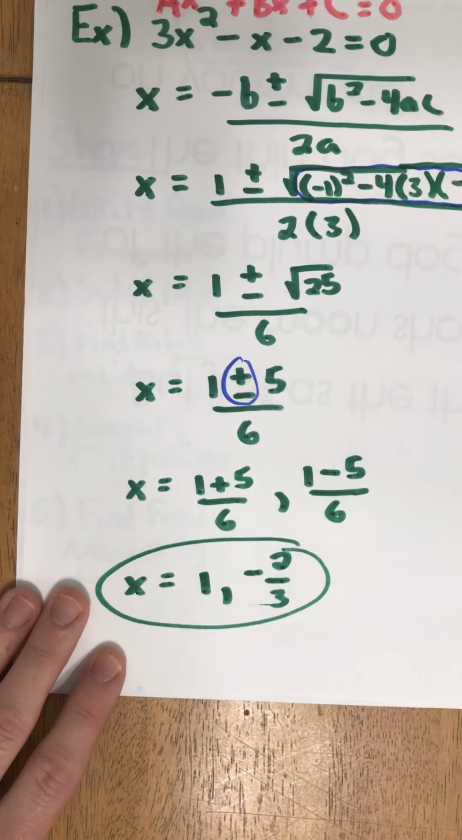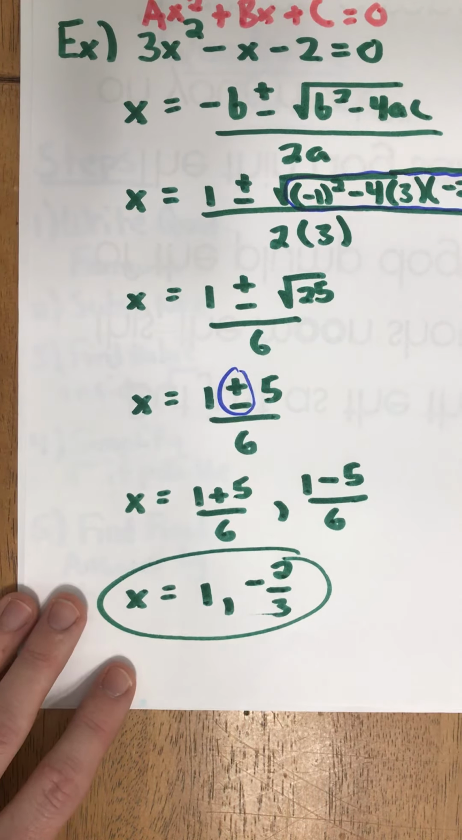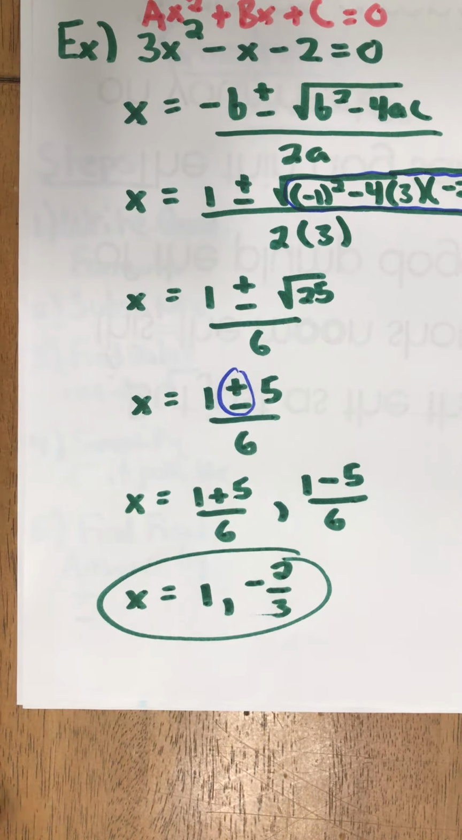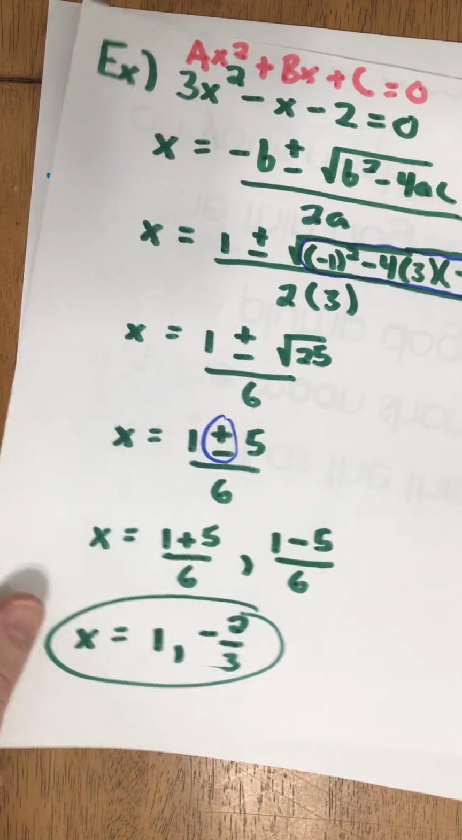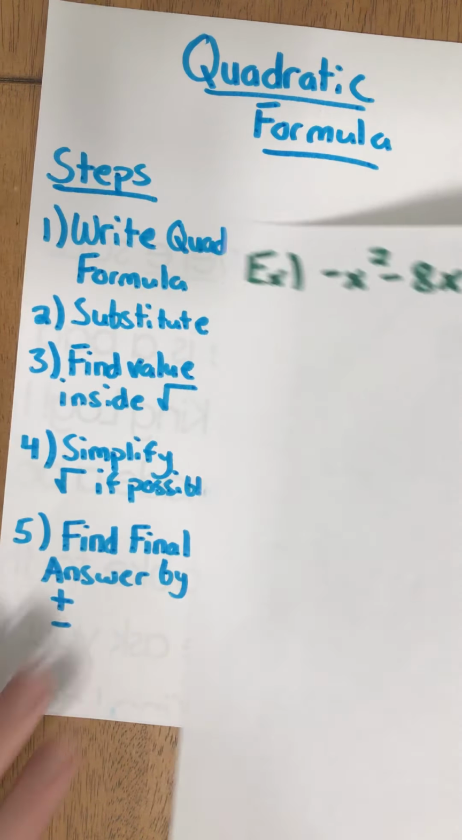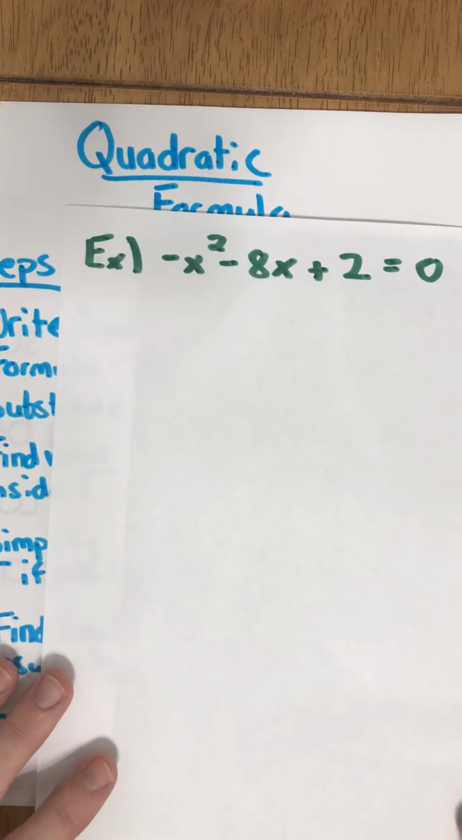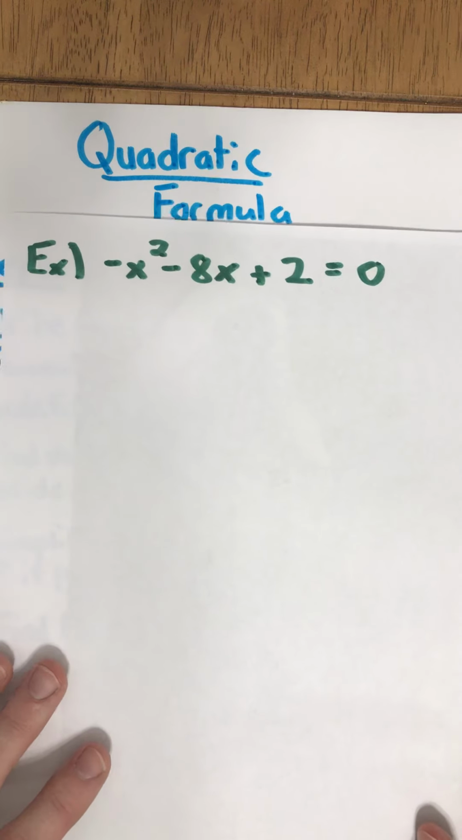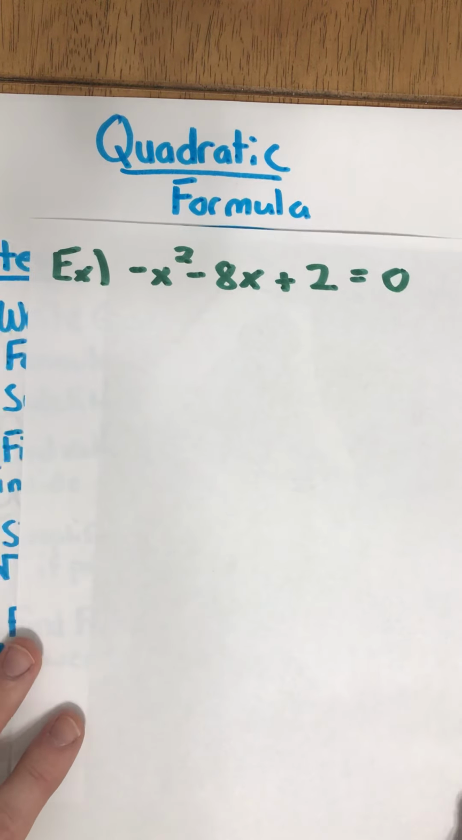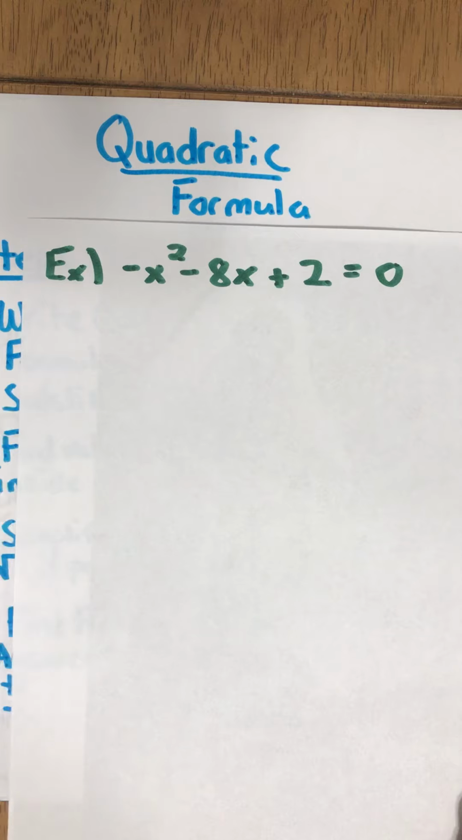All right, so hopefully that made sense to you guys. I'm going to do this one more time just to give you a little bit more clarity. Hopefully we've got it. All right, so next example here, negative x squared minus 8x plus 2 equals 0.